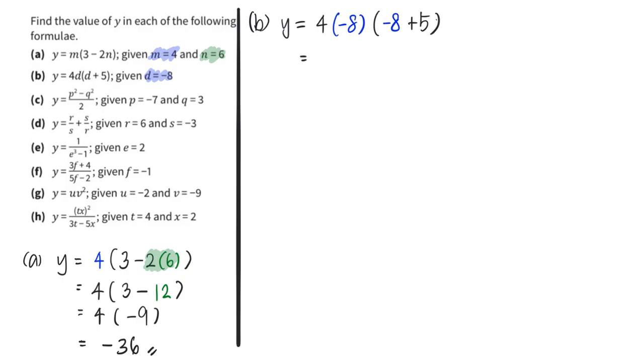So for this one, we are going to do what is inside the bracket first. Negative 8 plus 5 will give me negative 3. Then we can simply multiply all together. 4 times negative 8 is equal to negative 32. Still have to multiply by the negative 3 that we have yet to multiply in. And so the final answer would be, negative times negative will be positive, in this case 96.